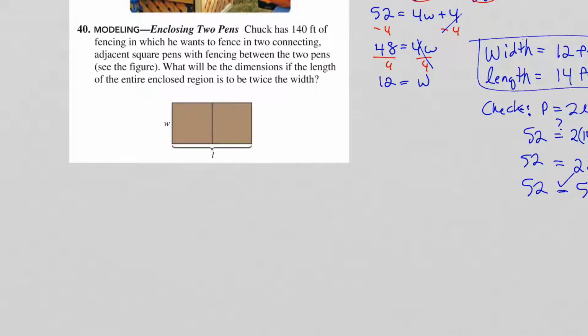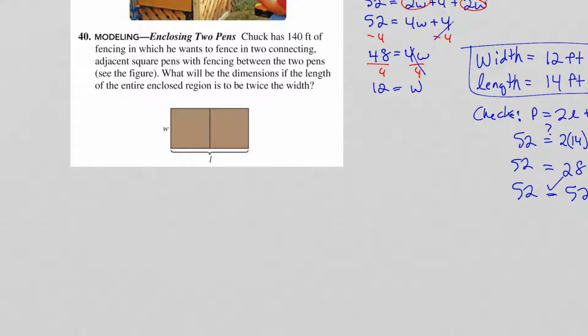Okay, so the last one we're going to do is number 40. Enclosing 2 pens. Chuck has 140 feet of fencing. Okay, so that's how much fencing he has laying around, or he went and bought it, in which he wants to fence in 2 connecting adjacent square pens with fencing between the 2 pens. What will be the dimensions if the length of the entire enclosed region is to be twice the width?